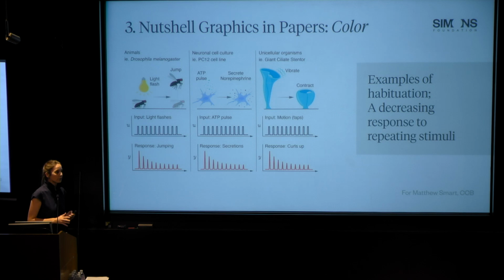Color is so helpful in helping people through your graphics. So this is work by Matthew Smart in CCB. I know he's not here today, told me he wasn't going to be here. But it's about this behavior called habituation, where an organism might have a decreasing response to a stimulus. So for example, this fly has a stimulus, which is a flashing light, and it's just repeating. And this fly's jumping in response to that. But over time, he learns, or she learns, I don't have to respond quite so much. And there are 3 organisms showing the exact same behavior.